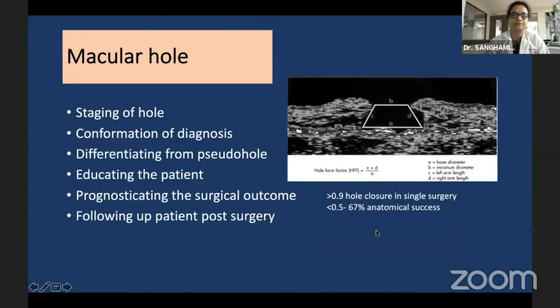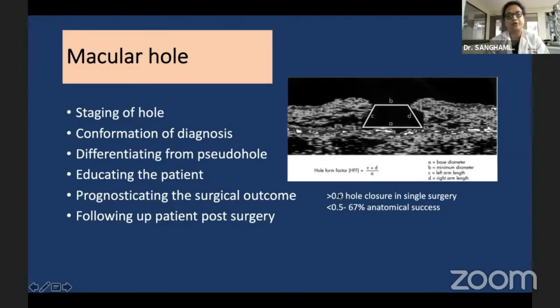in this case. It is quite important in macular holes, like staging of the macular hole, confirmation of the diagnosis. Sometimes the hole may be very small. In differentiating from a pseudo hole, educating the patient, when you show the patient, probably he comes to know that yes, there is a macular hole, there is a separation in between the layers, and you need not explain much about the surgery and all. It's helpful in prognosticating the surgical outcome. You can follow up your patient post-surgery.